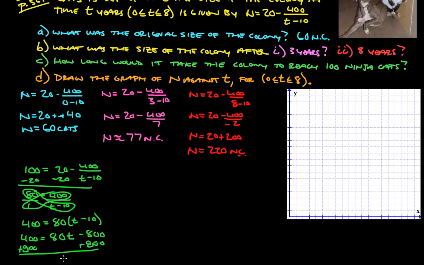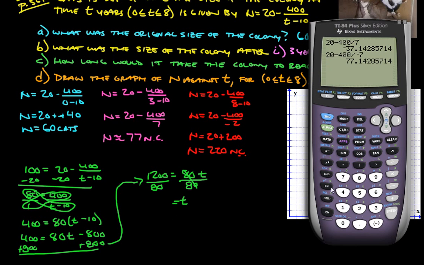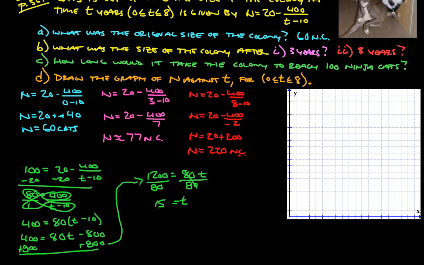Add 800 to both sides, and we get 1200 equals 80t. So we divide both sides by 80. And we get that t equals, let's just make sure, 1200 divided by 80 gives us 15. So that means it's going to take 15 years to reach 100 ninja cats.